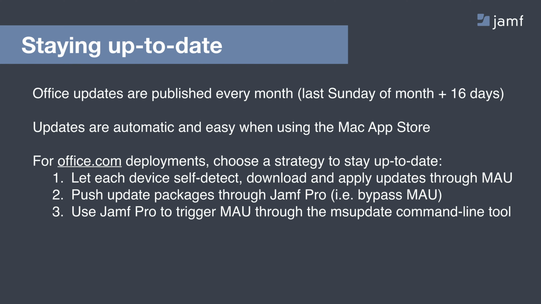And while you generally notice that Office and Mac updates appear around the middle of each month, there's actually some predictable math behind our release schedule. You find the last Sunday in a given month and add 16 days. And this will be a Tuesday, and it'll be the day that we release our updates.